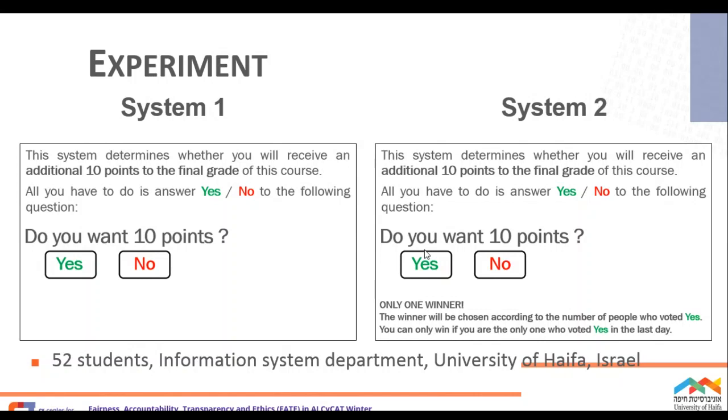and we simply asked the students, well, you should say yes or no if you would like to get 10 points added to your course grades. Obviously, everybody would say yes, right? So this was the first experiment, an imaginary system that will provide the students additional 10 points, and all they need to do is say yes or no.